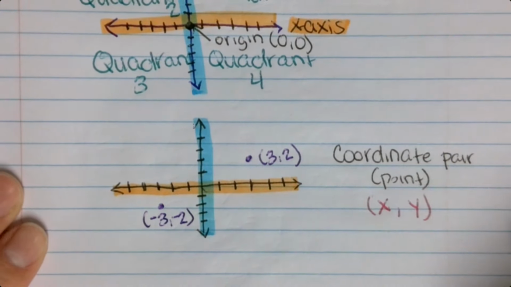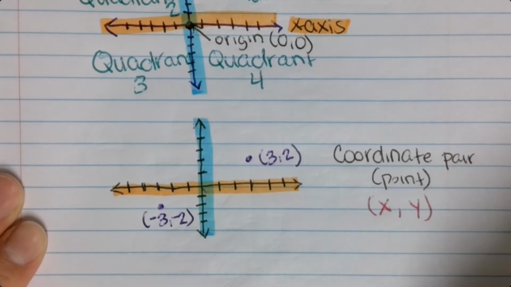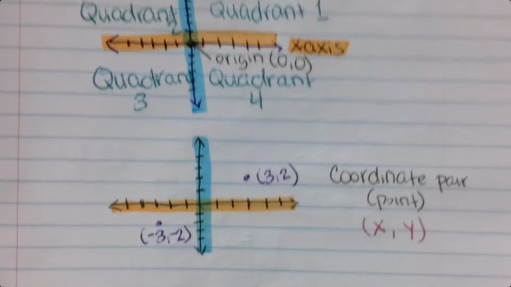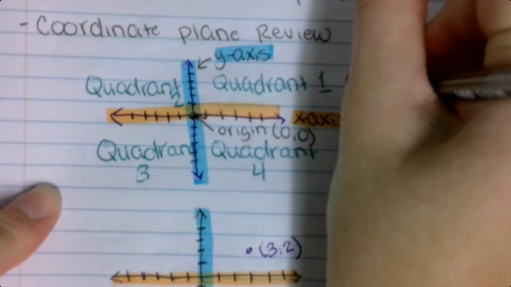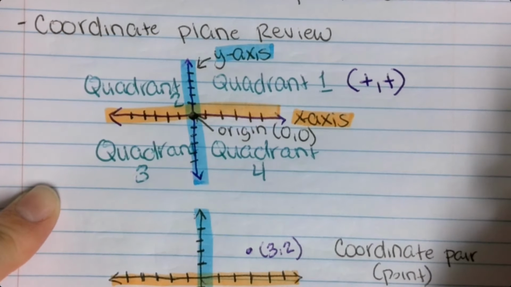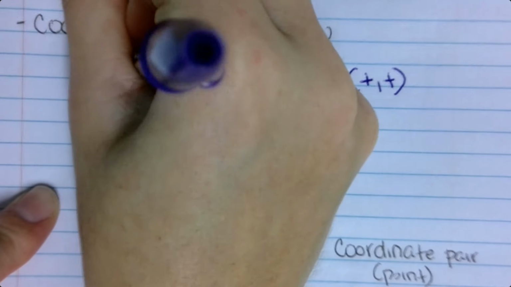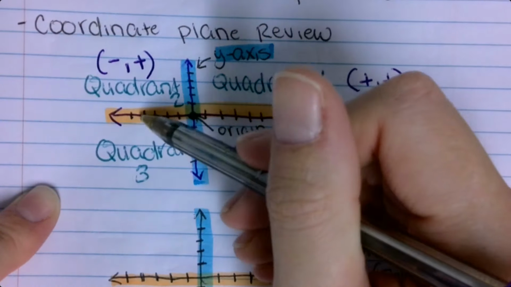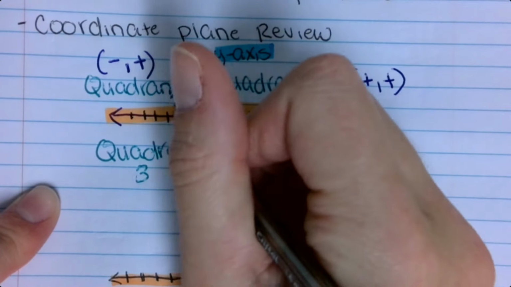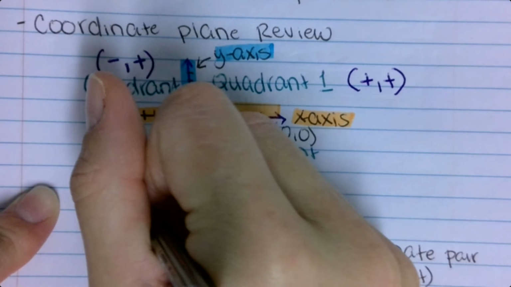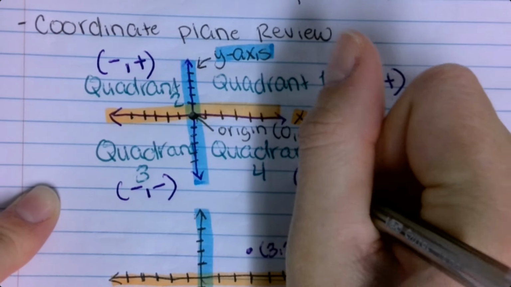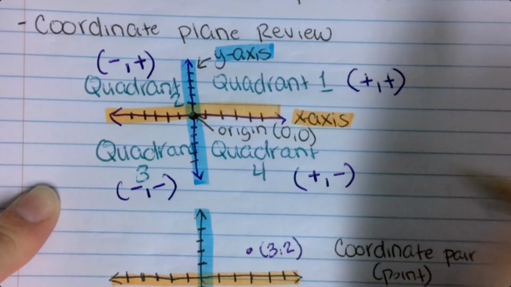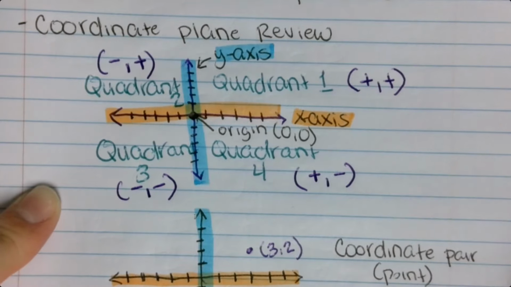All right? So if you need a reminder, if we go back up here, points in the first quadrant are going to be positive and positive. Those in the second quadrant would first be negative and then positive, right? You would go into the negatives and you'd go up. Points in the third quadrant would both be negative, and points in the fourth quadrant would be positive x and then a negative y. All right?